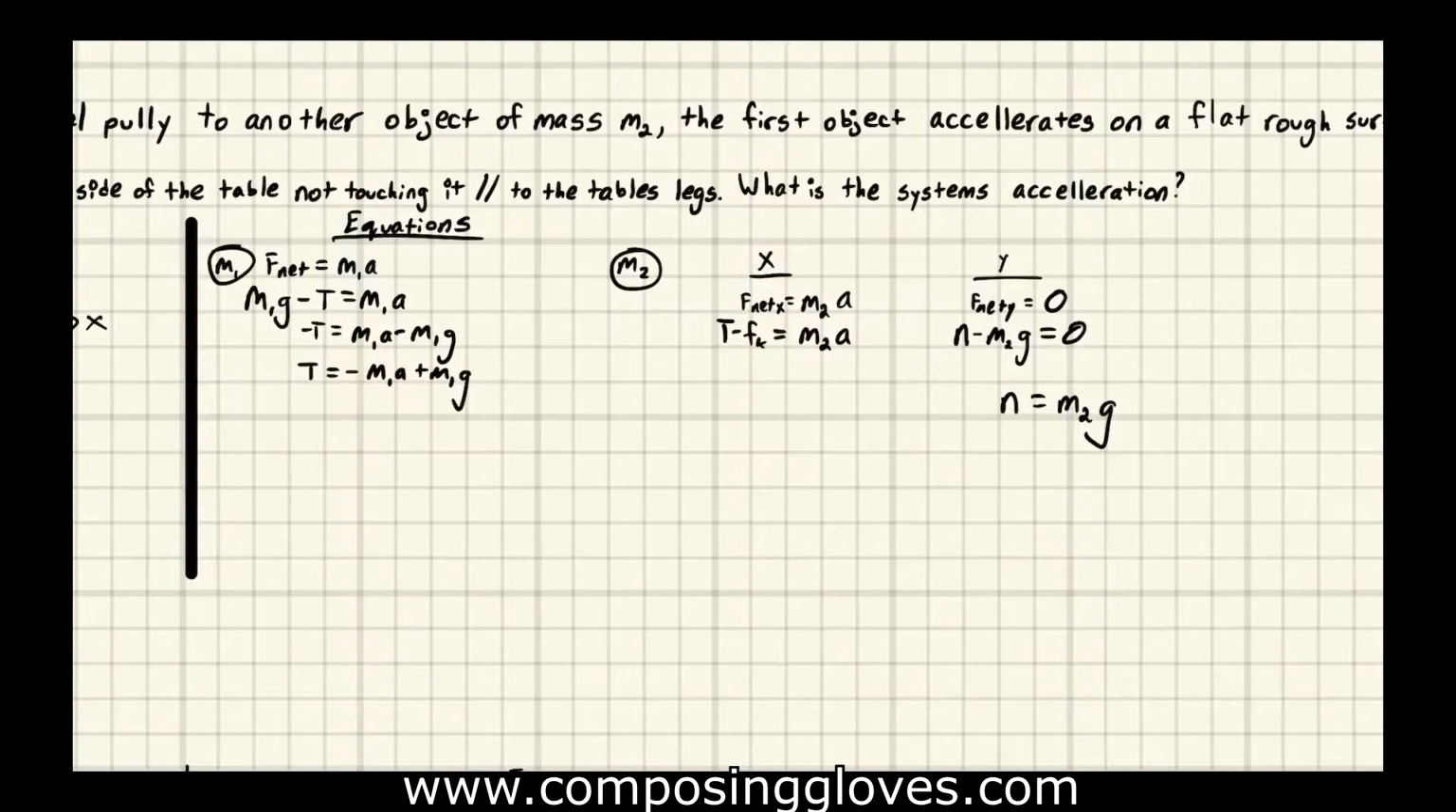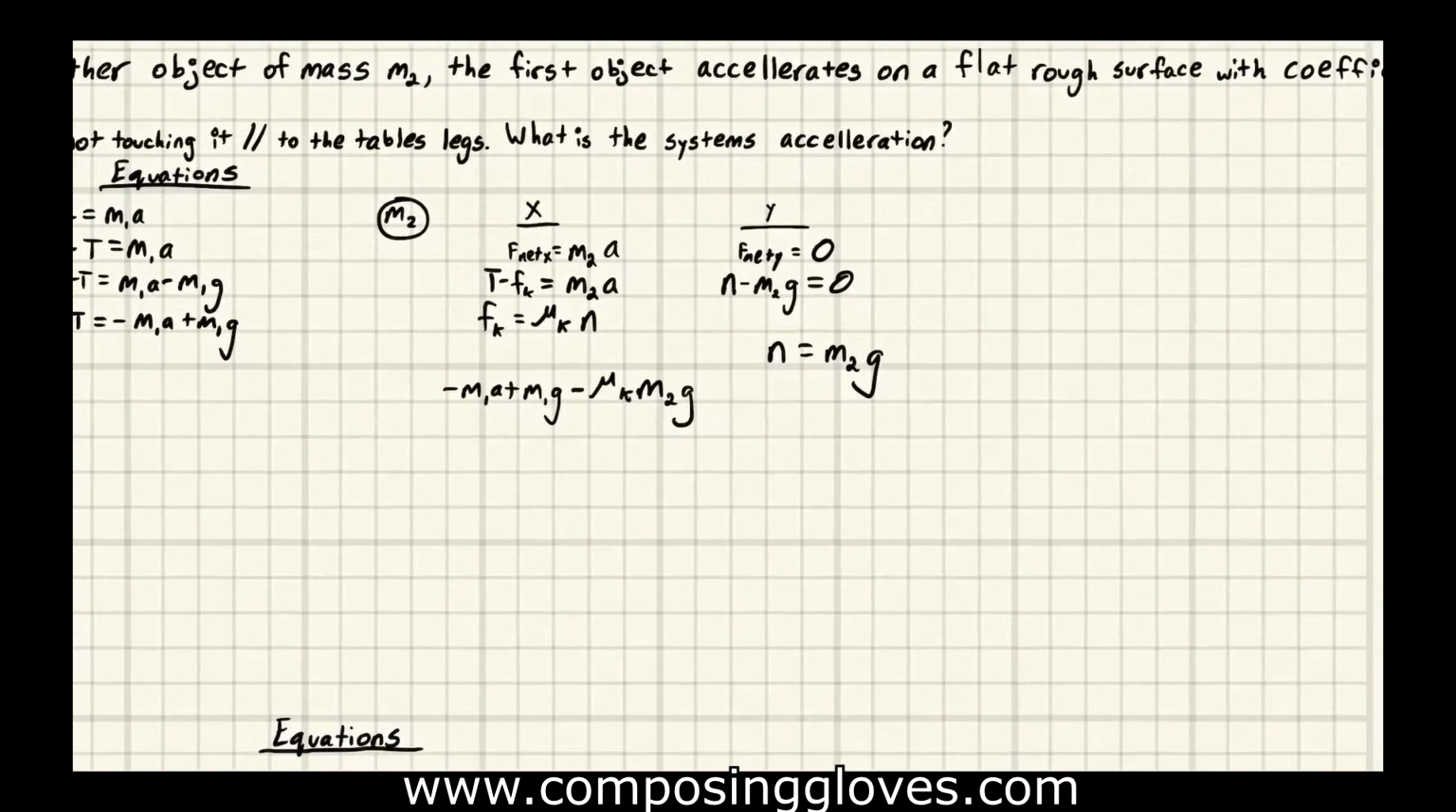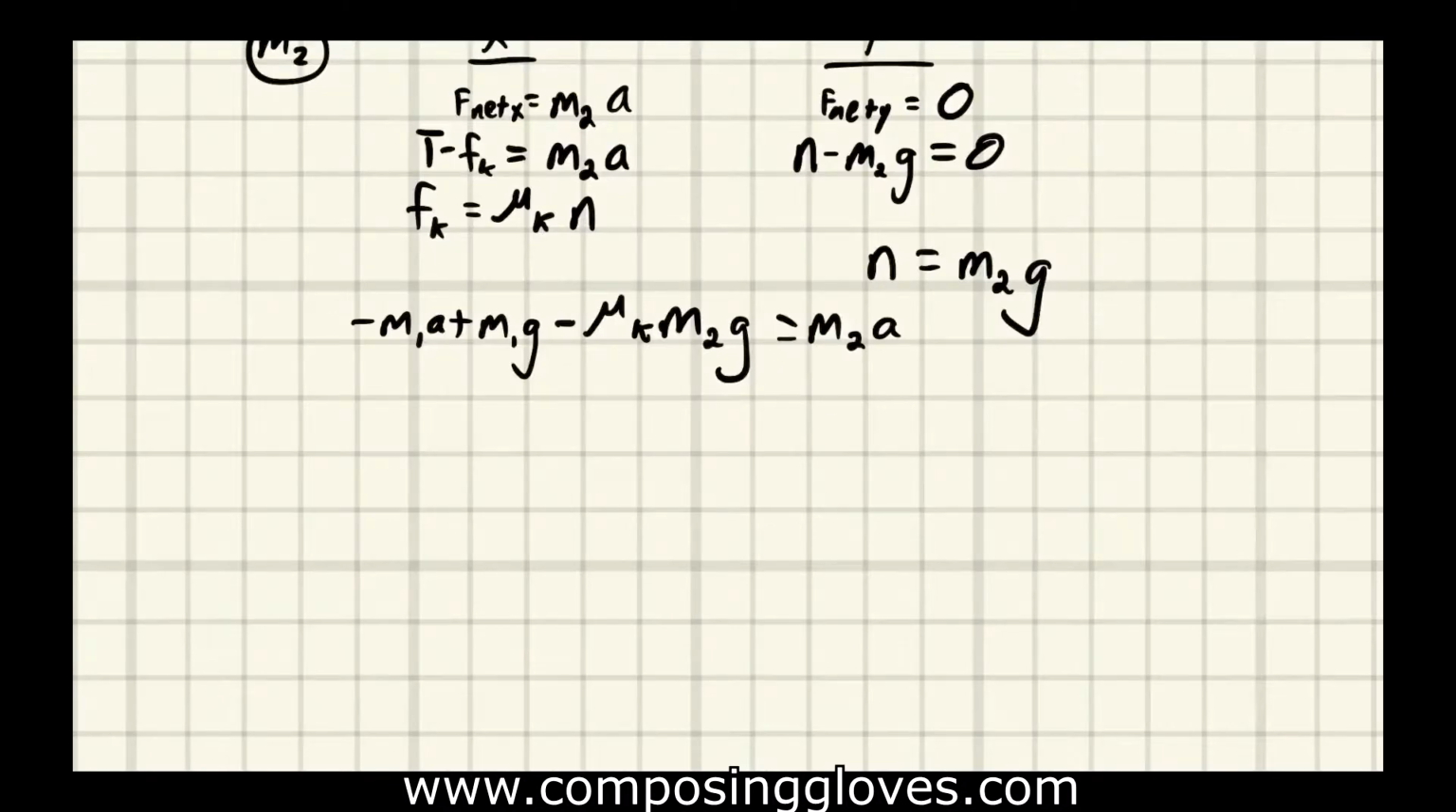We plug in. Well, first, let's do this. F sub k, by definition, is equal to mu sub k times the normal force. We know what the normal force is. It was defined over here. So we substitute in for tension. Tension is negative M1A plus M1G. Our force of friction is minus mu sub K, because it's defined right here. And our normal force is over here, so it's mu sub K times M2G. And then we've done it. And then we just have that equal to M2A. And now we just need to solve for A.